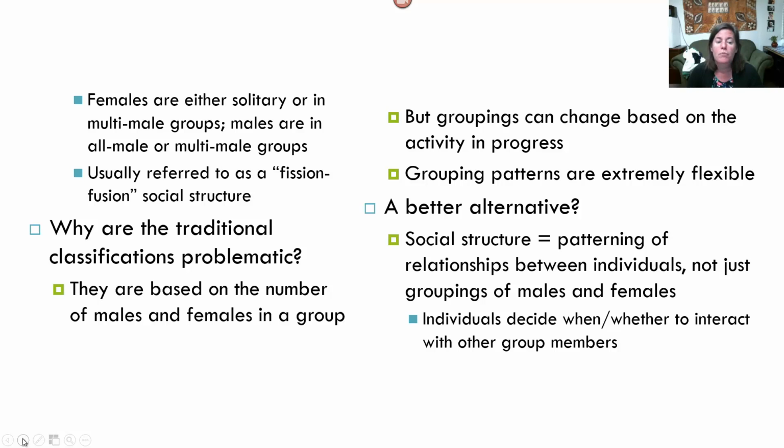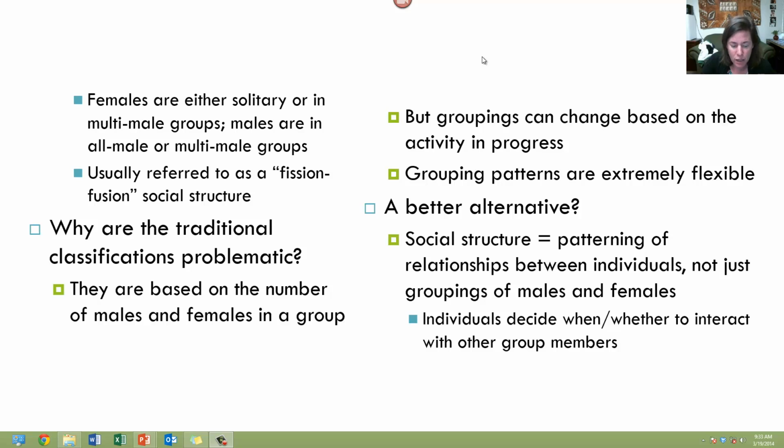Okay, so why are these traditional classifications problematic? Because they are based on the number of males and females in a group. But these groupings change based on the activity in progress. The grouping patterns are very flexible. So is there a better alternative? Well, most primatologists have now begun to view social structure not just as groupings of males and females, but as the patterning of relationships between individuals. Individuals decide whether or not they want to interact with other group members based on their activity.